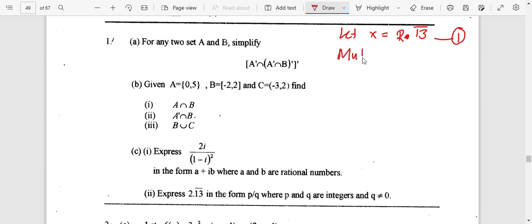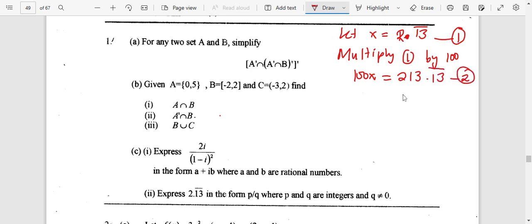So to do that, we are going to multiply equation 1 by 100. Why? Because we want the decimal point to move twice to go behind. So that will be x times 100, 100x. Then 2.13 times 100, that will be 213.13 repeating, and put a dash on top. This is going to be equation 2.